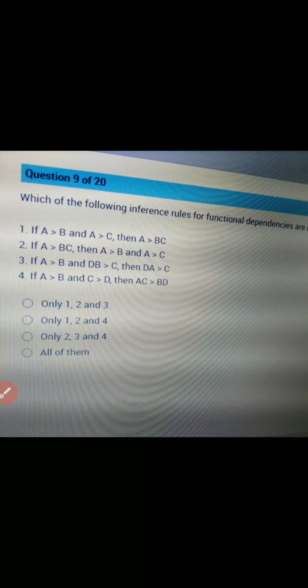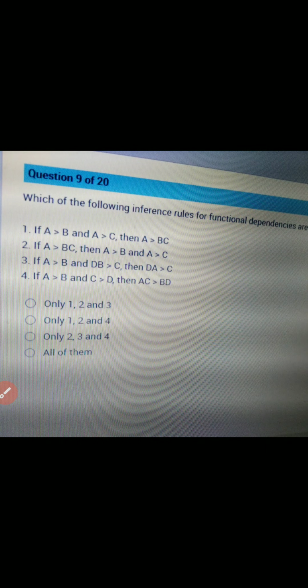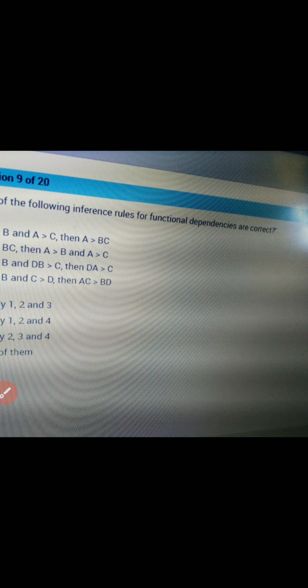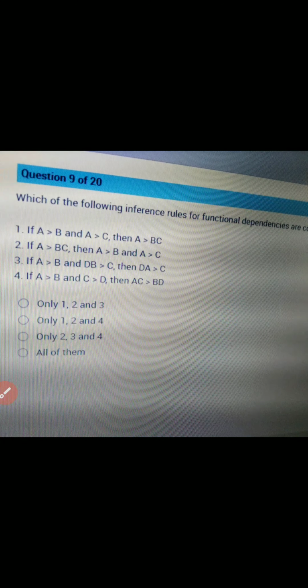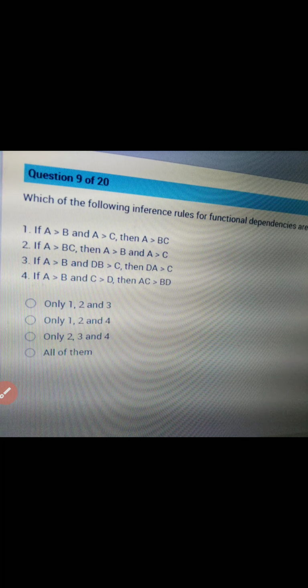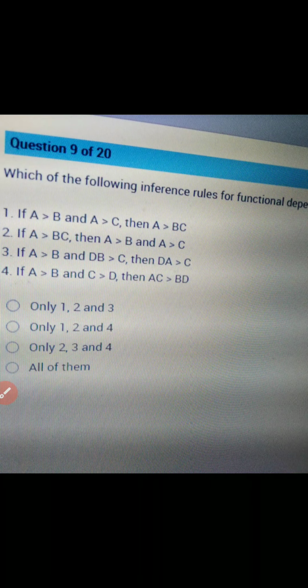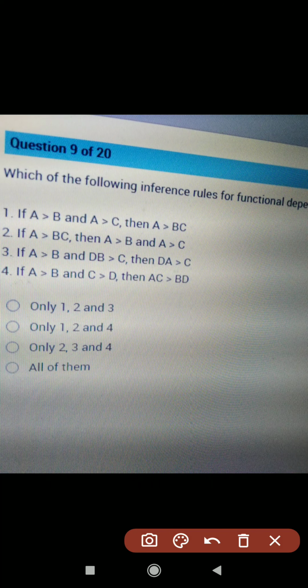So basically, kind of pseudo code I can say. Which of the following inference rules of functional dependencies are correct? So basically, which of these following is correct? We have to tell. Okay, so just observe these things, guys. The first thing says that if A is greater than B and A is greater than C, then A should be greater than B and C. So the first option is actually wrong. I will explain later why it is wrong. Okay, so just go to the second option now.